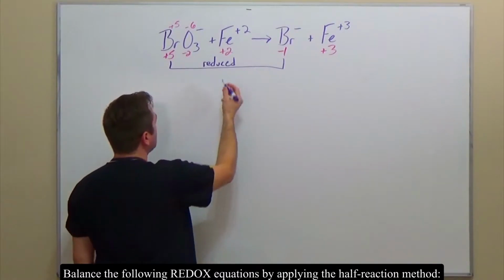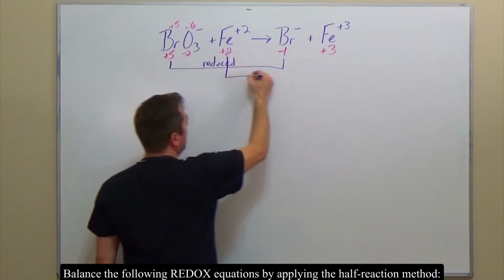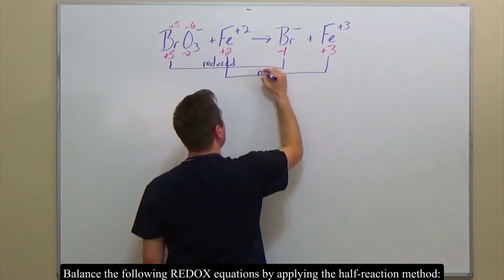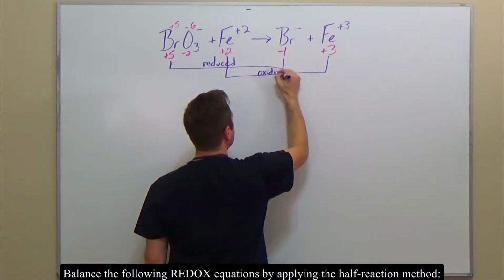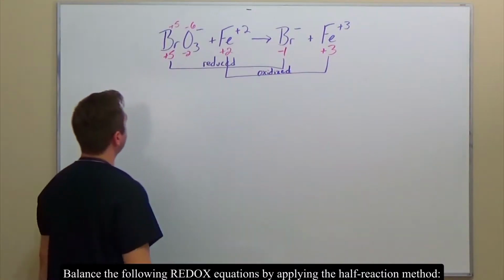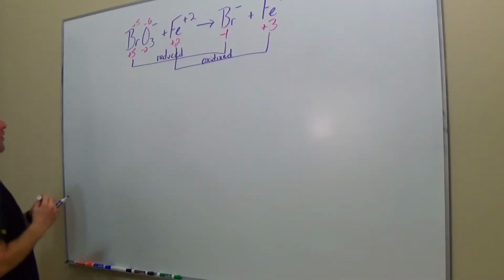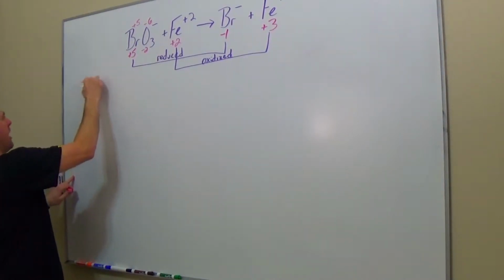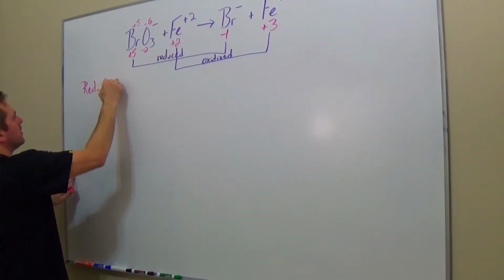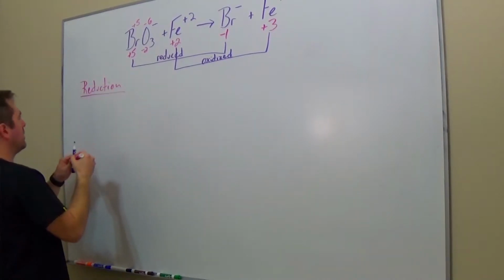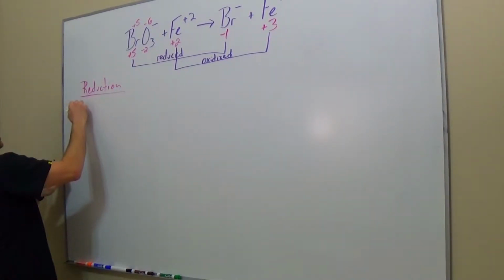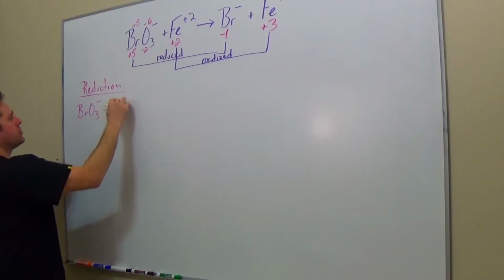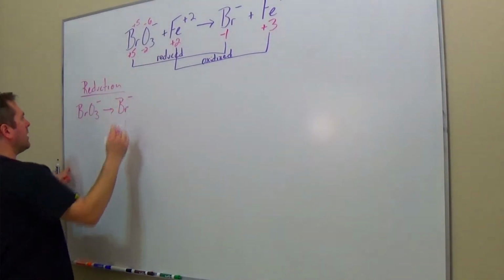Now what about the iron? It was a +2 and then became +3. It lost electrons and therefore got oxidized. Okay, so let's do our bromate first, which is the reduction. Say reduction half reaction. Okay, here we go. We'll say our bromate ion yields bromide ion.